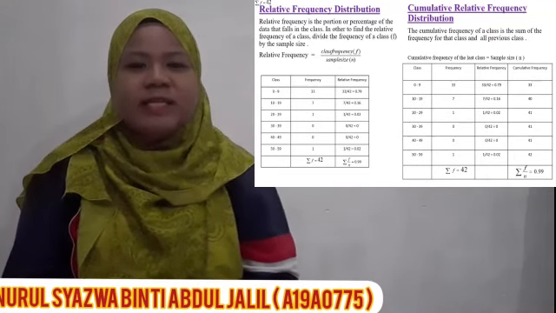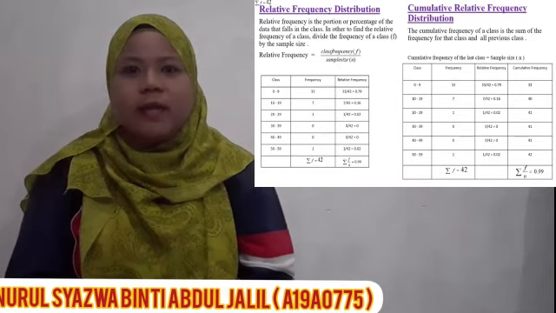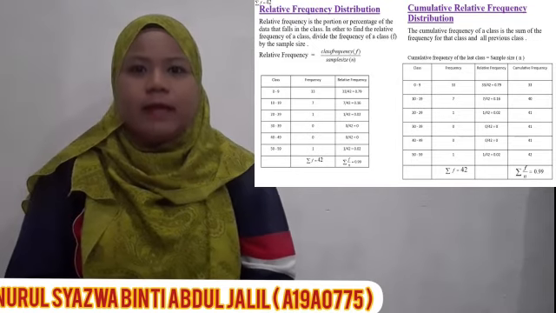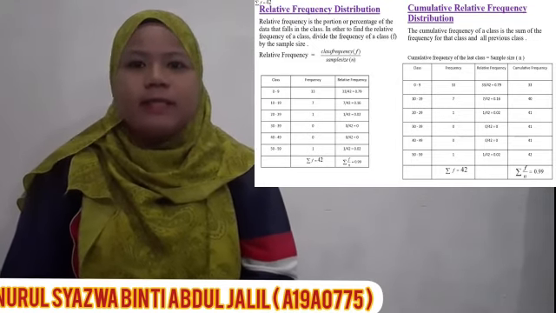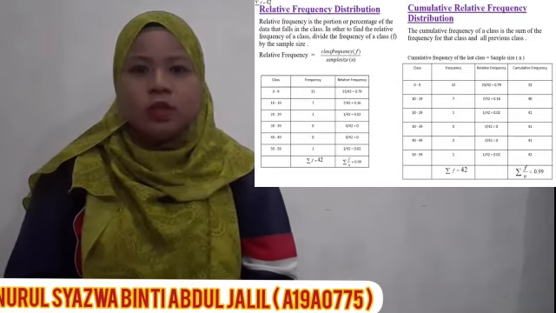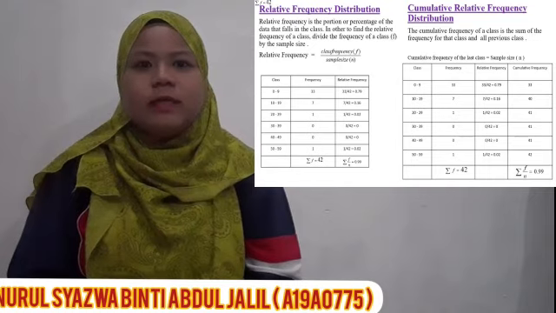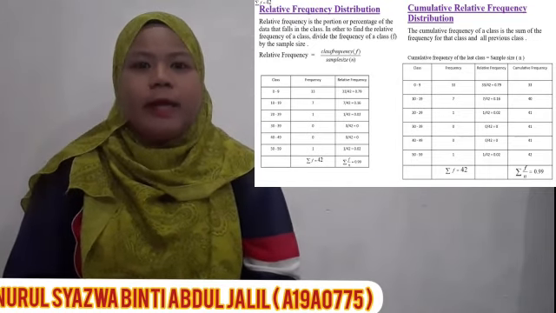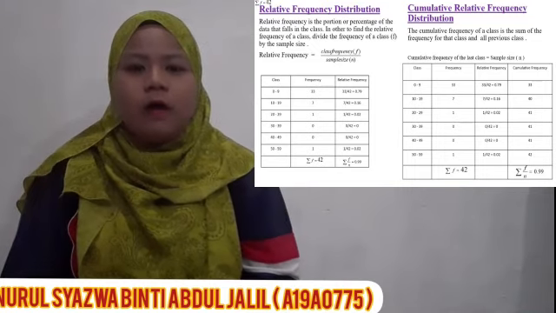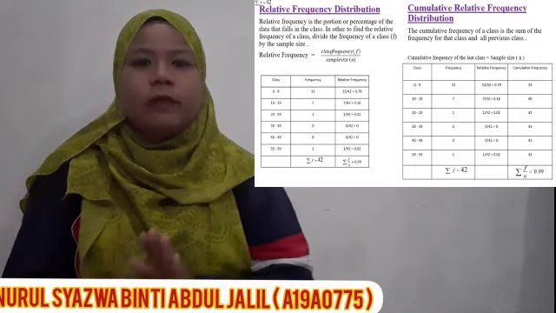Next, relative frequency distribution. Relative frequency is the portion or percentage of the data that falls in the class. In order to find the relative frequency of a class, divide the frequency of the class by the sample size. This is the table of relative frequency. Class 0 until 9, frequency 33, relative frequency 0.79. How to get the relative frequency: 33 divided by 42 gives 0.79. The total of the frequencies is 42, and the total of the relative frequencies is 0.99.